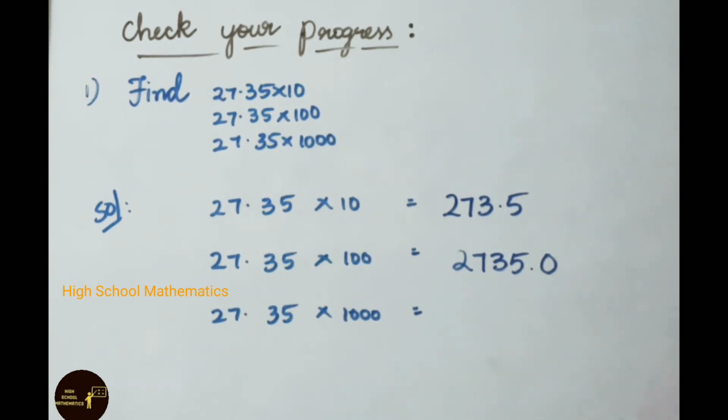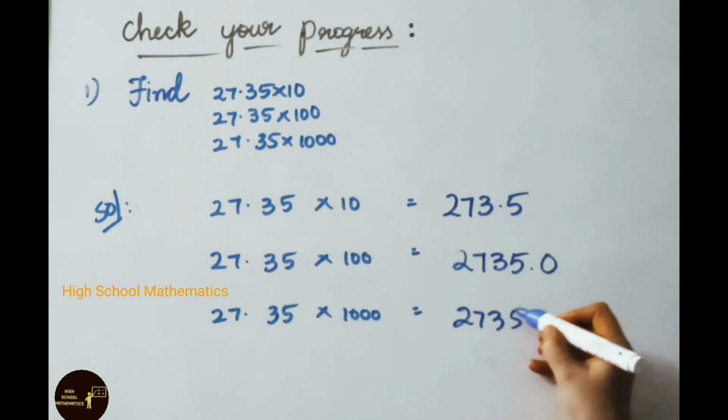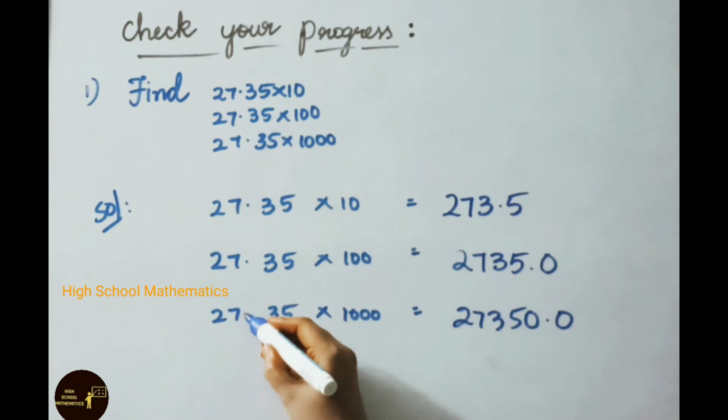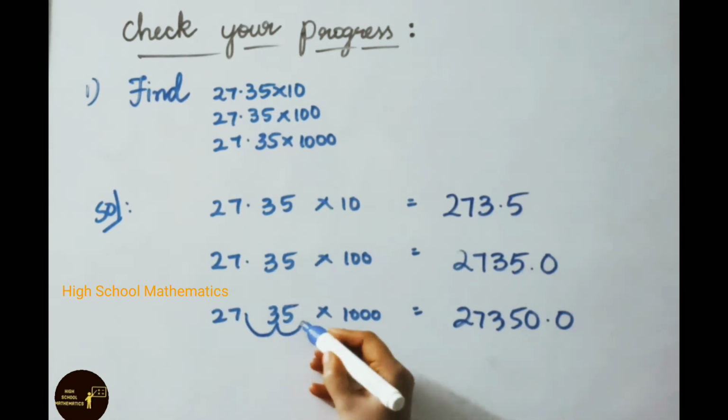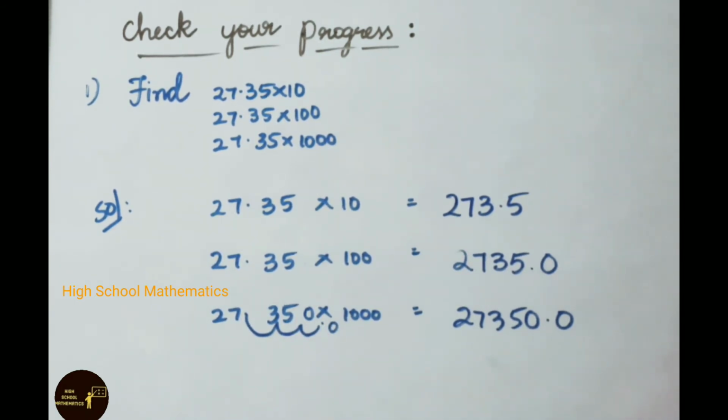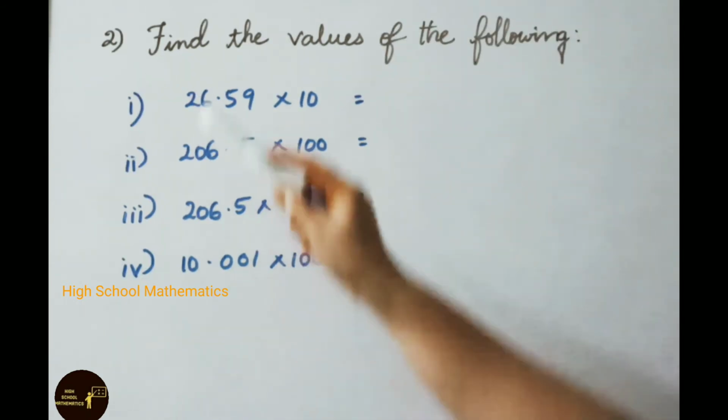See now next one, 27.35 multiplied by 1000. Multiplied by 1000 means we have to shift the decimal point 3 places after. Here we are having only 2 digits. So we shall add one more 0 and shift the decimal point 3 places after. So the answer is 27350.0. So what we have done here? We shifted decimal point 3 digits after. 1 digit, 2. Next we have placed a 0. So 3 digits after we place decimal point. So the answer is here 27,350.0. That is nothing but 27,350.